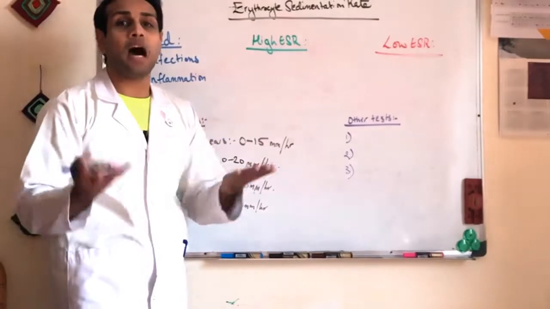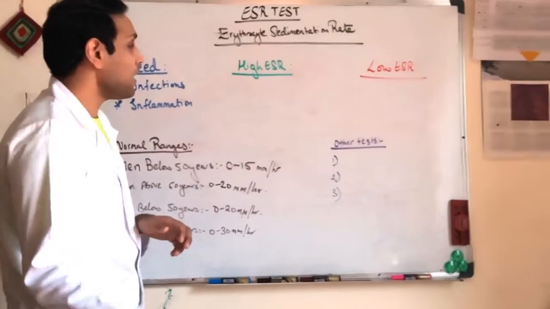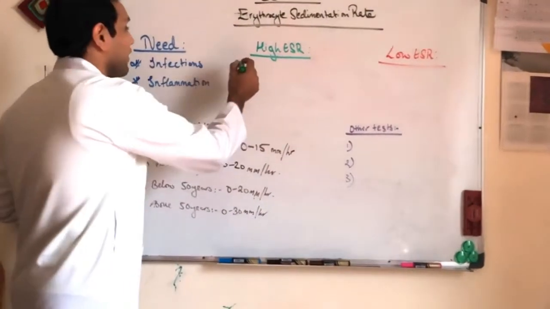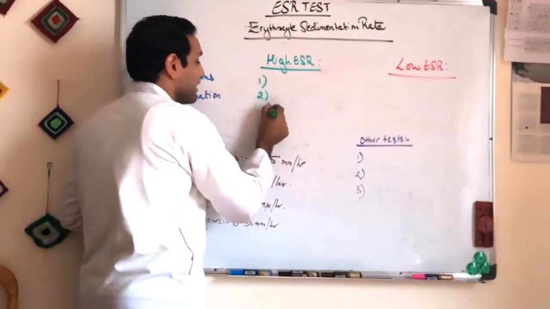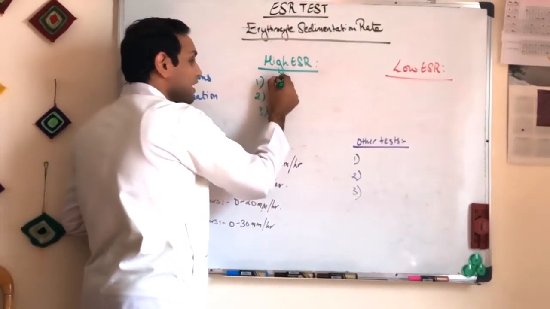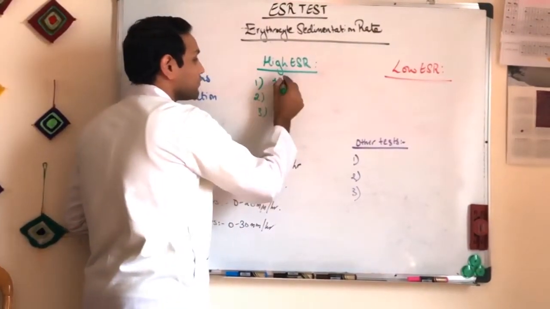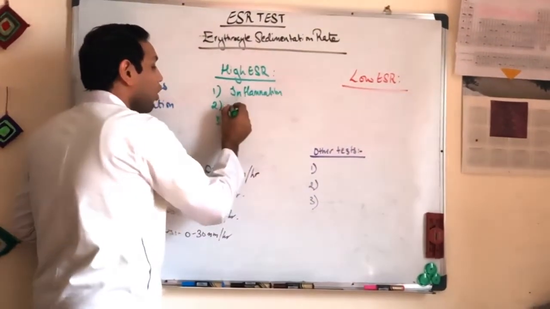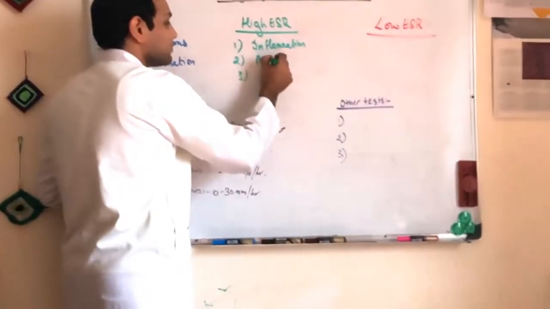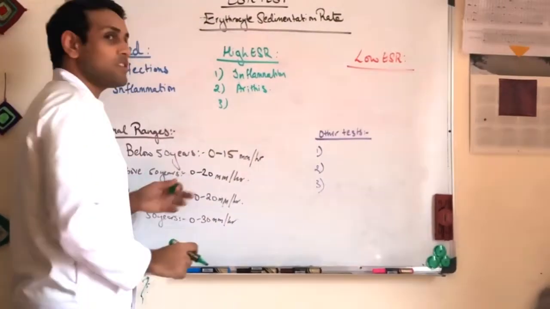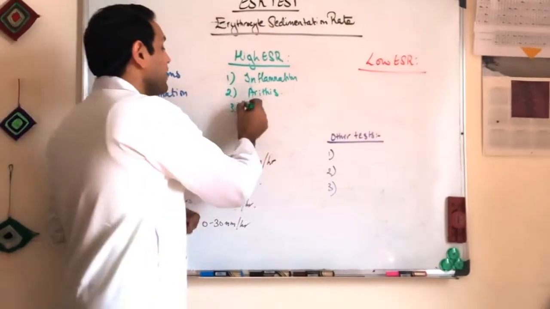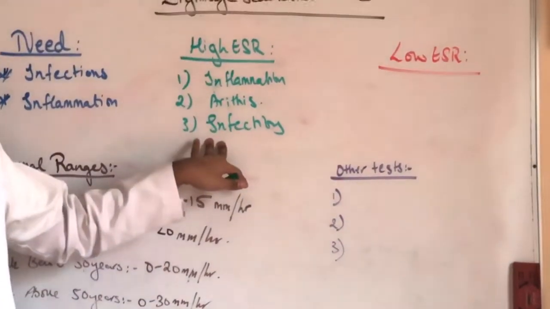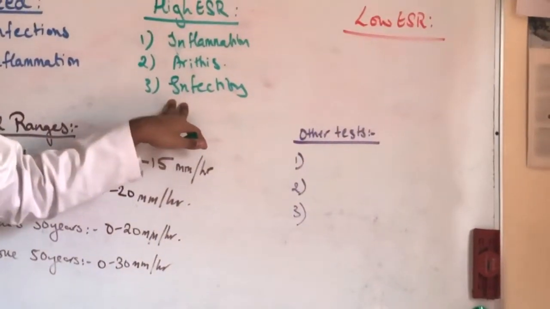What if the ESR is high? A high ESR can be said to be due to one of these things: either you are suffering from chronic inflammations, or you're suffering from arthritis, or you're suffering from different types of infection or chronic infections. These can be the three most common or major causes of a high ESR.